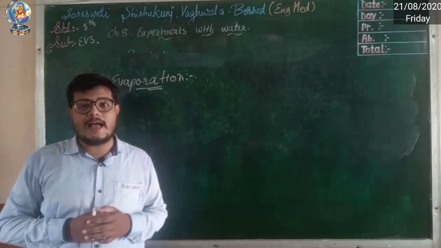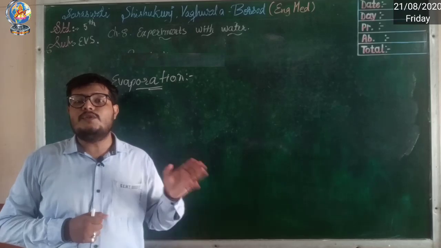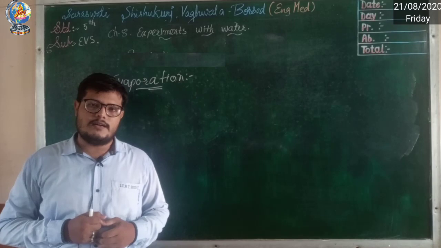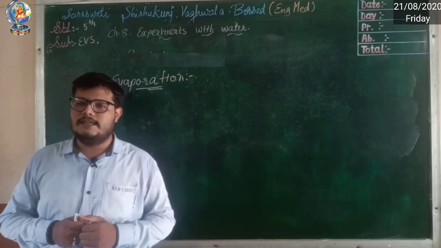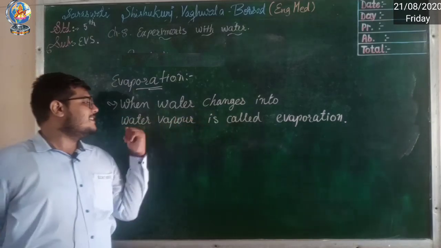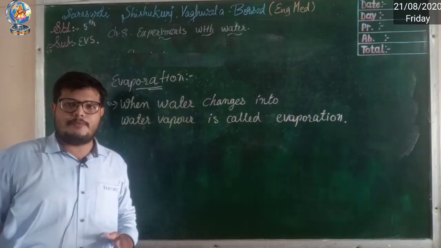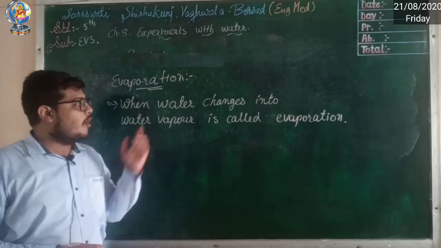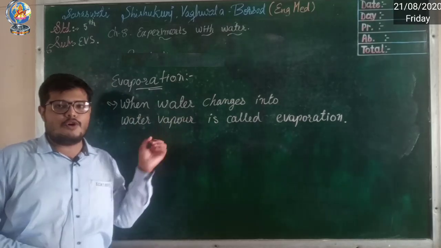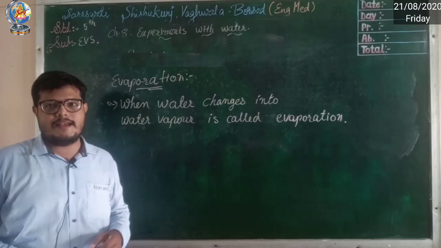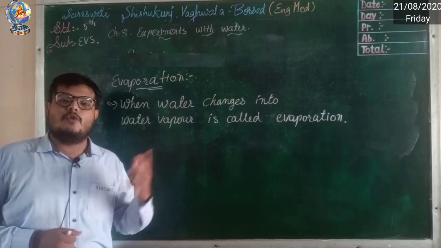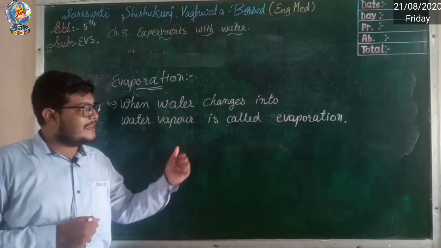Because due to the sun's heat, the water which was in the plate evaporates. The water changes into water vapor, and that is known as evaporation. So see the definition here: when water changes into water vapor is called evaporation, or you can write, on heating, water changes into water vapor is called evaporation. Without heating, water will not change into water vapor. Just from the heat, it can be changed from water to water vapor. So just take a look at this.